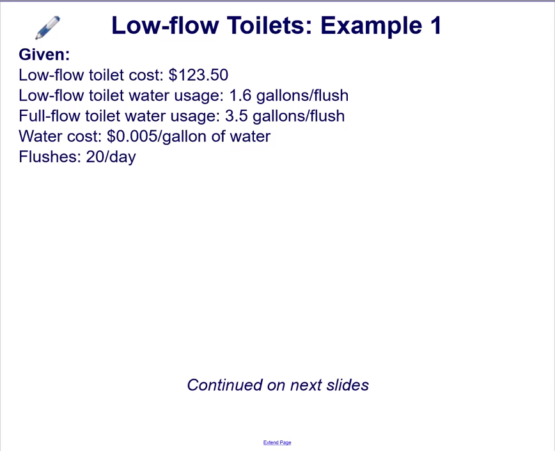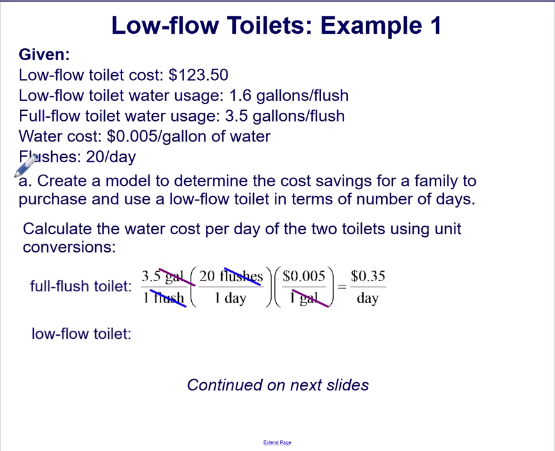This is what we're given so far. So out of this situation, we learned that there's a low-flow toilet that costs $123.50. The water usage for the low-flow toilet is 1.6 gallons per flush. The full-flow toilet water usage is 3.5 gallons per flush. Water costs $0.005 per gallon of water, and the family averages 20 flushes per day.